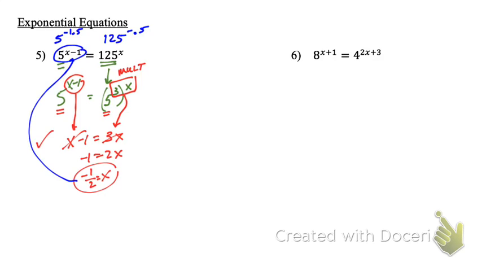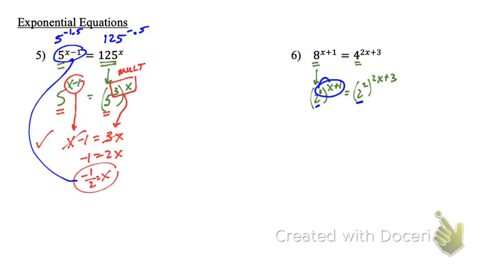Sometimes, like number 6, you'll have to change them both. Sometimes you'll have to change one side, like number 5. Sometimes you have to change them both. We've seen this enough now, we ought to be recognizing that 8 is 2 cubed and 4 is 2 squared. Now, since we have both these bases being 2, we can set our exponents equal.